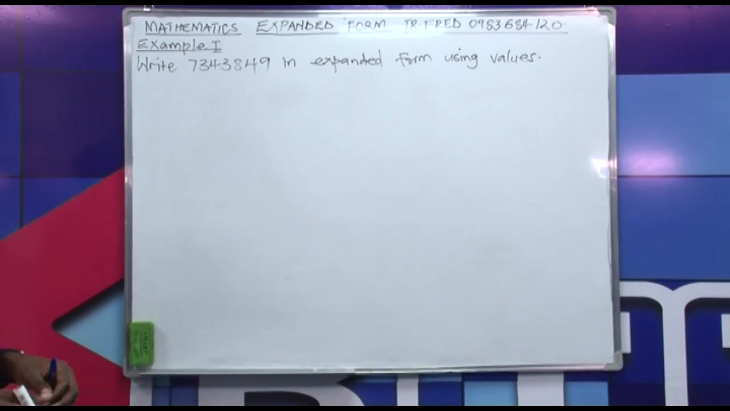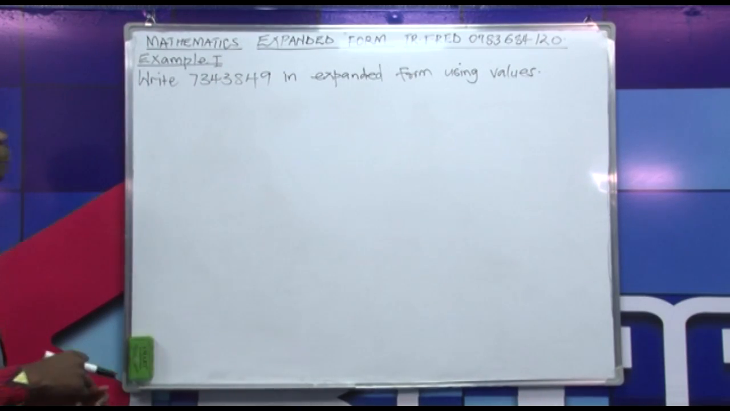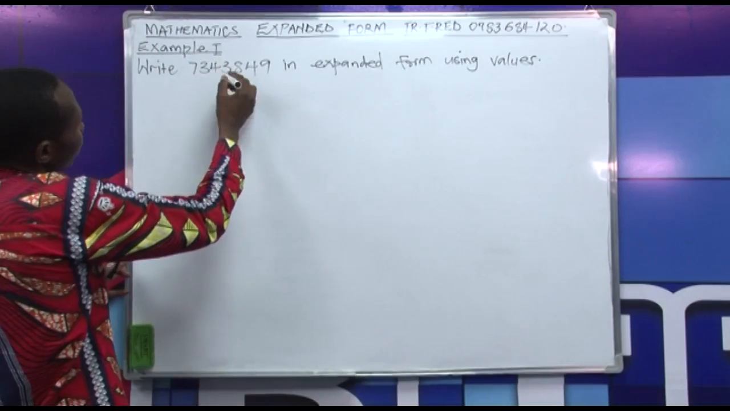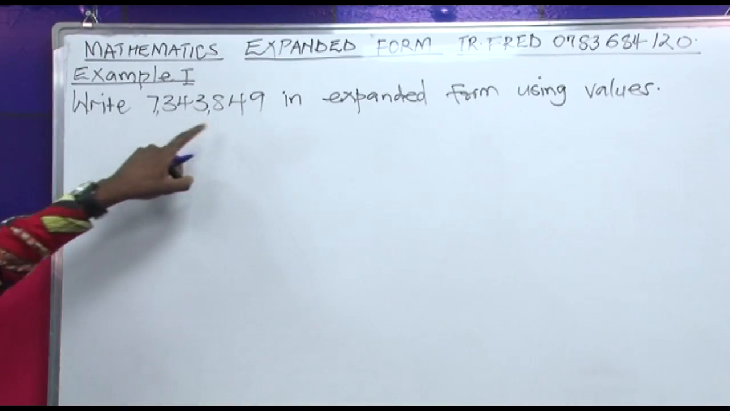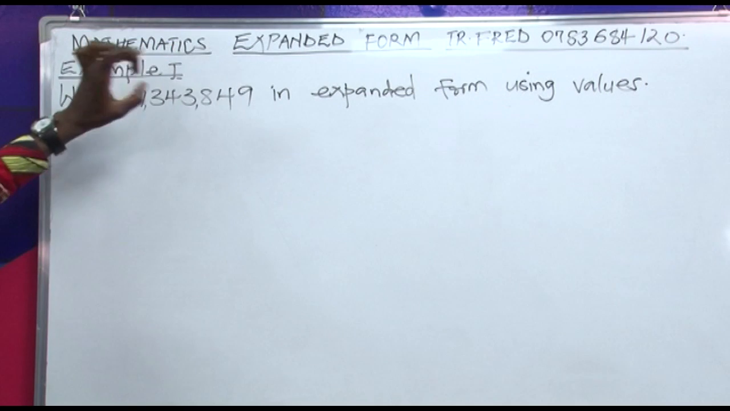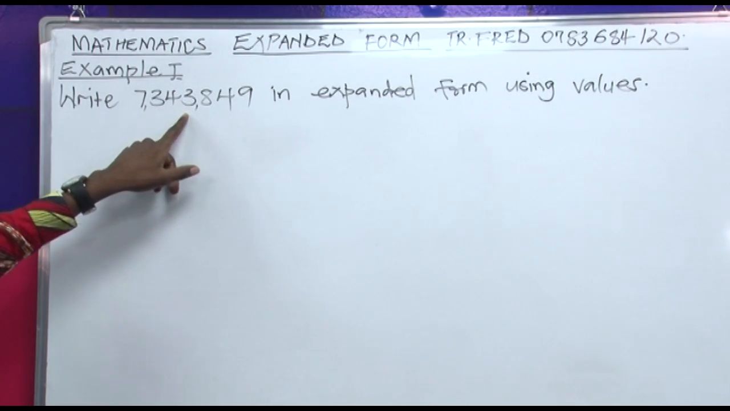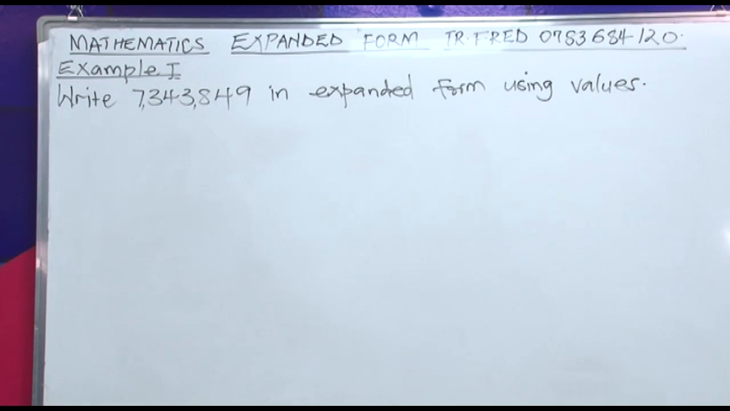The first example on expanded form says, write 7,343,849 in expanded form using values. Let's look at this number and read it in words. We first put a comma. For those who have been following us, they know what we are supposed to do. We have two groups of 3 and one digit, so in this second group, this is the thousands. So this will be 7,343,849, and they want us to expand it in expanded form using values.